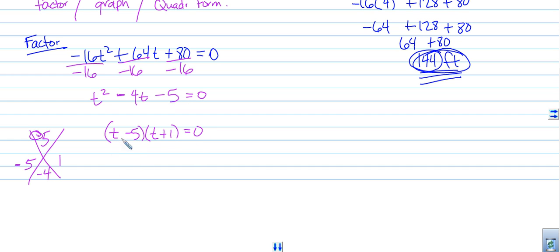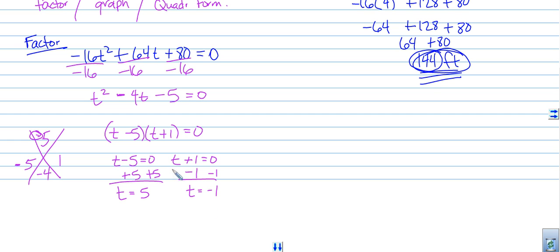And then I set each of these equal to 0. So t minus 5 equals 0, and t plus 1 equals 0. Because in order to multiply two things together and equal 0, either one of these has to be 0 or both of those has to be 0. It's the only way you can get a 0. So now I'll add 5 to both sides, and then you get t equals 5, and then I subtract 1 from both sides, and I get t equals negative 1.